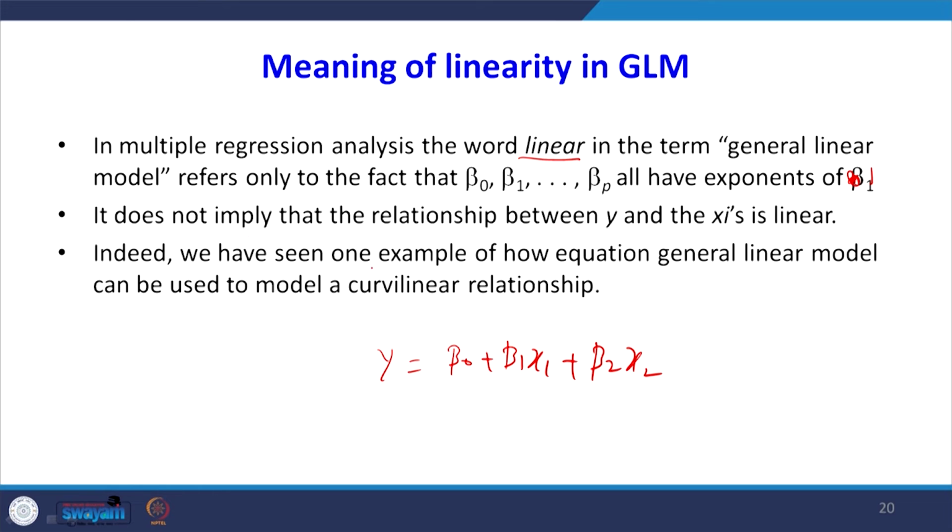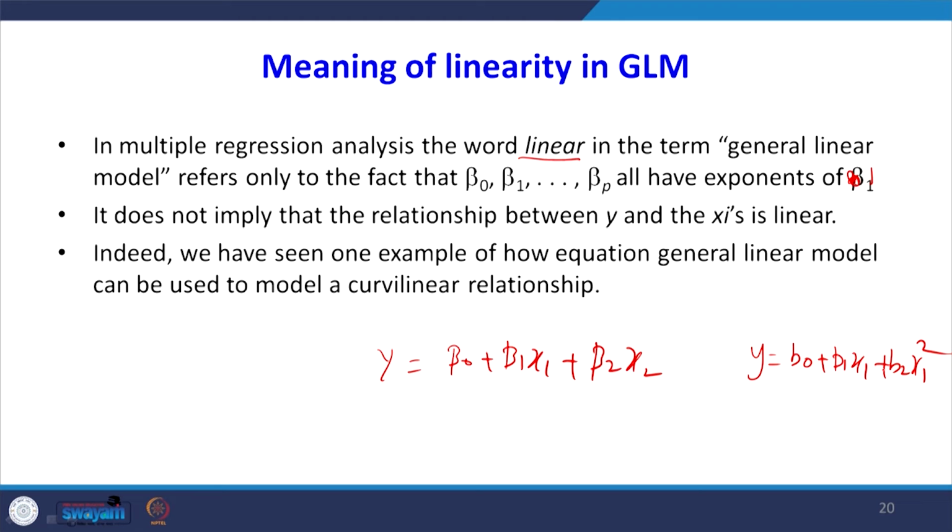Indeed, we have seen one example of how a general linear model can be used to model a curvilinear relationship. Previously we have done one model y equal to b 0 plus b 1 x 1 plus b 2 x 1 square. Actually this x 1 square is nonlinear, but we have called it a linear model because b 0, b 1 and b 2 are linear.